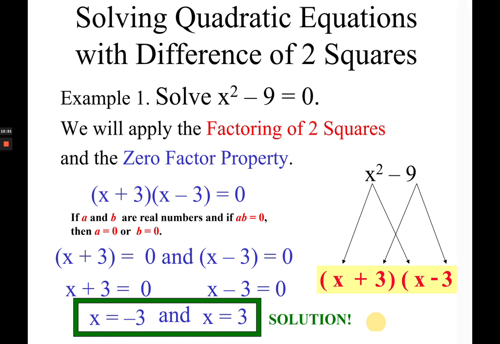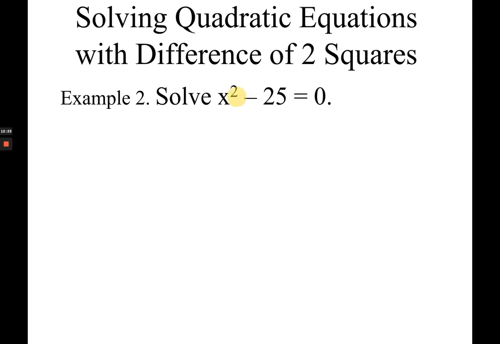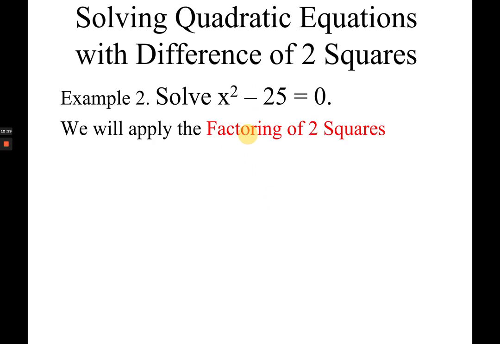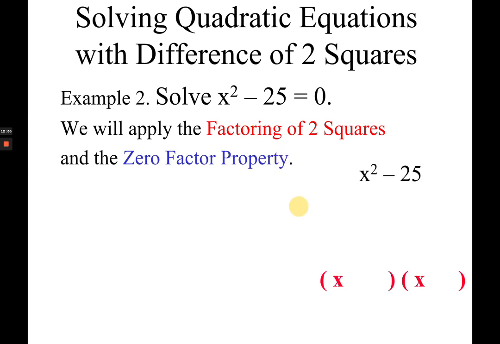And guess what? It's going to be familiar. This was actually the problem we solved in the second factoring method, and so we will apply factoring, and then we will apply the zero factor property to find the solution. Remember, how did we factor?